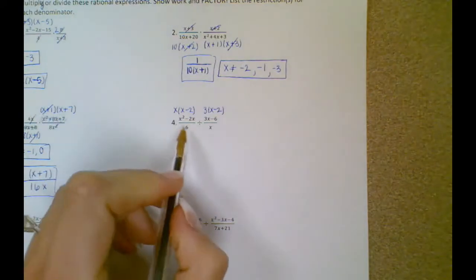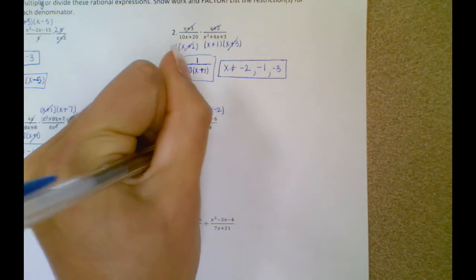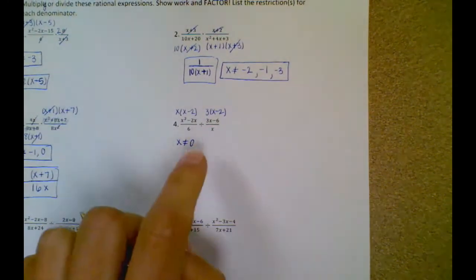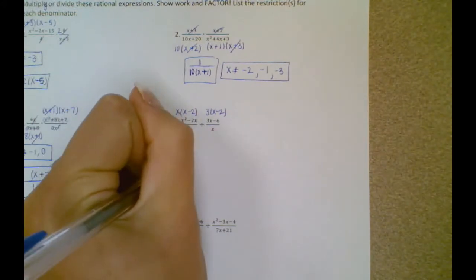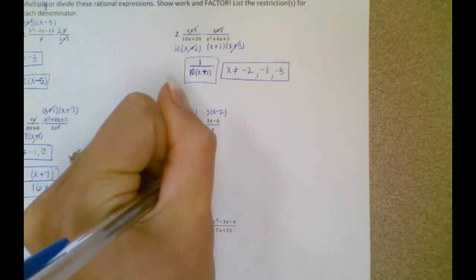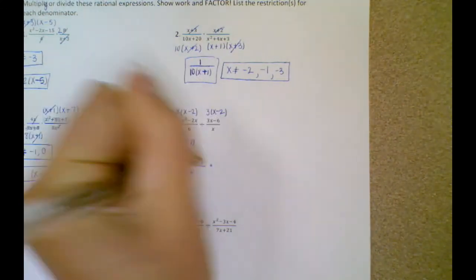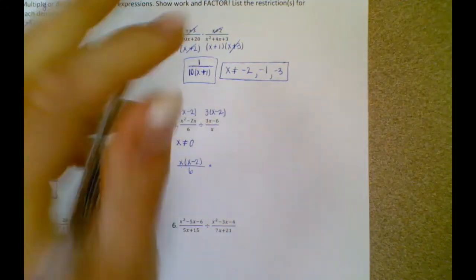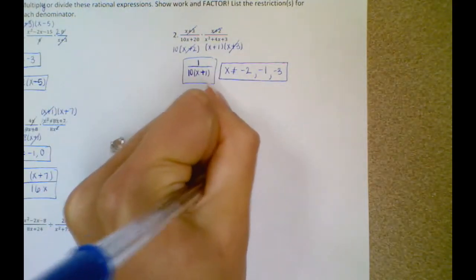Okay. And it looks like in my denominators, only x can't be 0. So let's list that. Now remember, when we're dividing by a fraction, you're really multiplying by the reciprocal. So I'm going to rewrite this as x times x minus 2 over 6. All I did was rewrite this, multiplied by the reciprocal of this. So I'm just going to flip it: x over 3x minus 2.